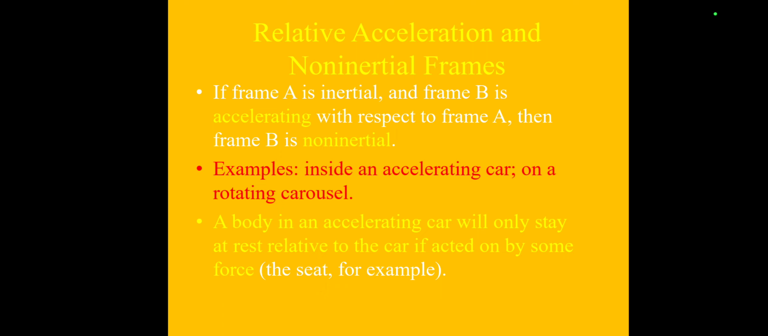Relative acceleration and non-inertial frames. If frame A is inertial and frame B is accelerating with respect to frame A, then frame B is non-inertial, that is, when frame B is accelerating with non-constant, variable acceleration. Examples: inside an accelerating car, on a rotating carousel. A body in an accelerating car will only stay at rest relative to the car if acted on by some force.